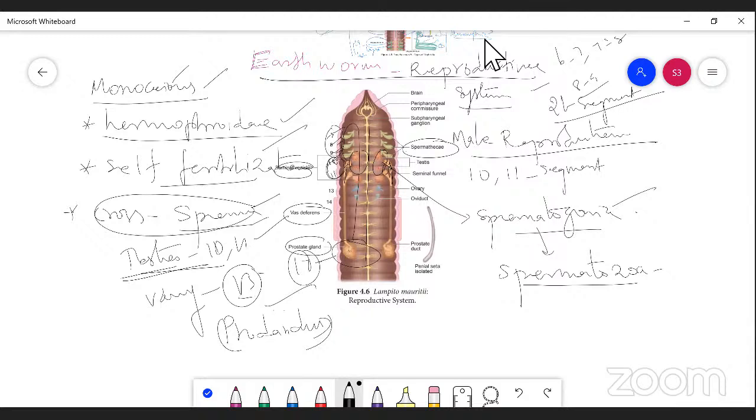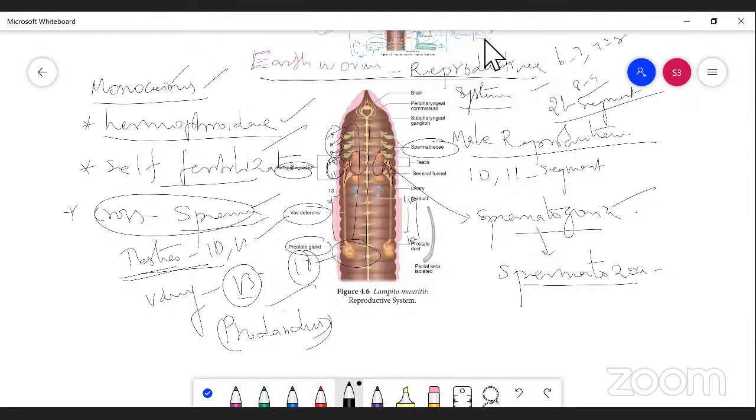Sperm cells are collected and stored temporarily. From the spermatheca, the sperm cells will mature. When we need fertilization, the matured sperm cells are passed from the spermatheca to a small segment, from the 14th to the 7th segments. See the diagram, from the 14th to the 7th segment.